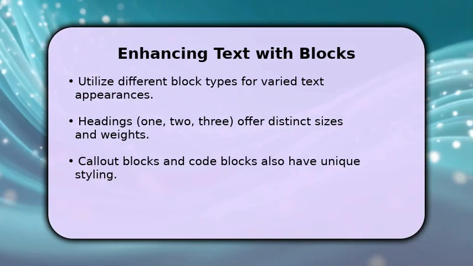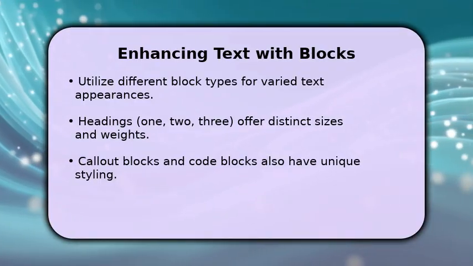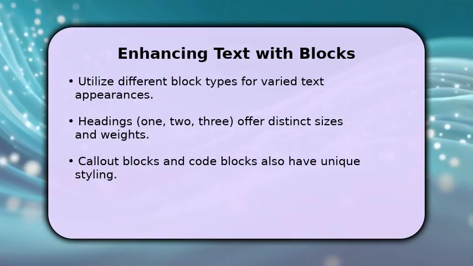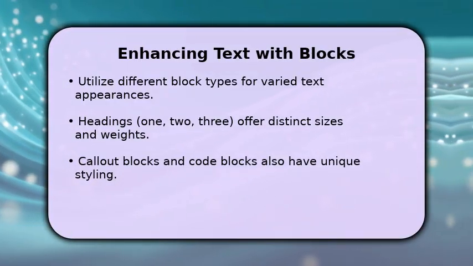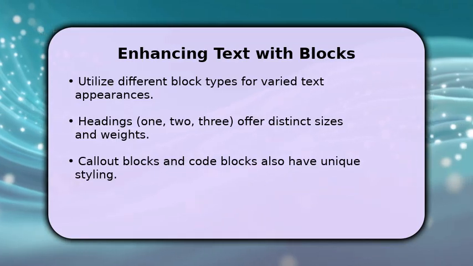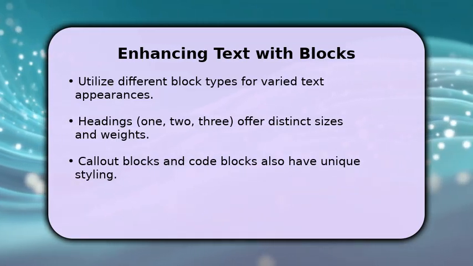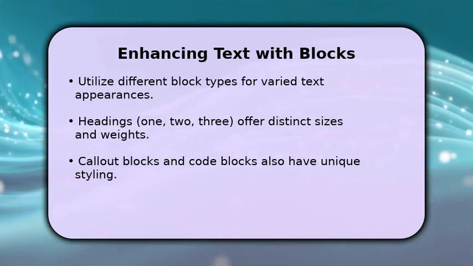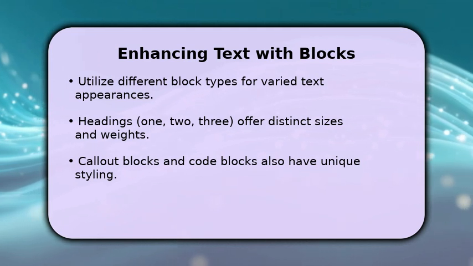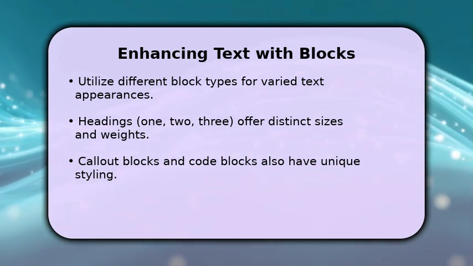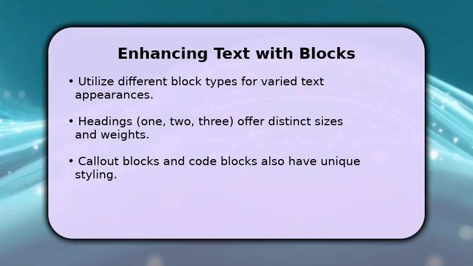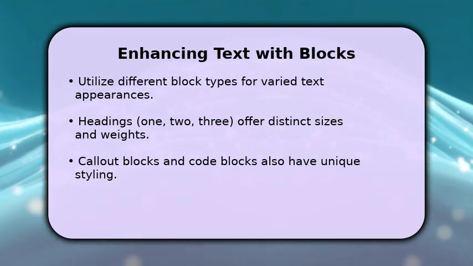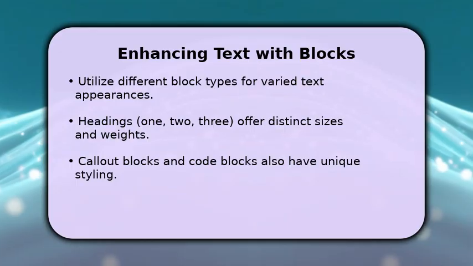Beyond the global font styles, Notion also allows you to vary text appearance using different block types. For example, using Heading 1, Heading 2, or Heading 3 blocks will automatically apply larger, bolder text. Callout blocks provide a distinct background and icon, while code blocks display text in a monospaced font, ideal for code snippets. These block-specific styles offer additional ways to visually organize and highlight your content.